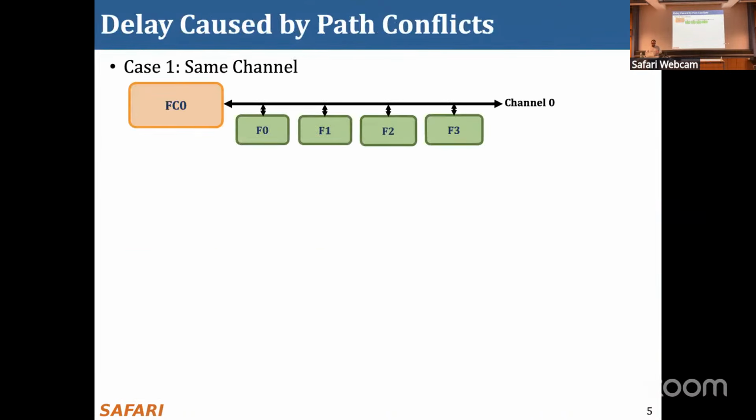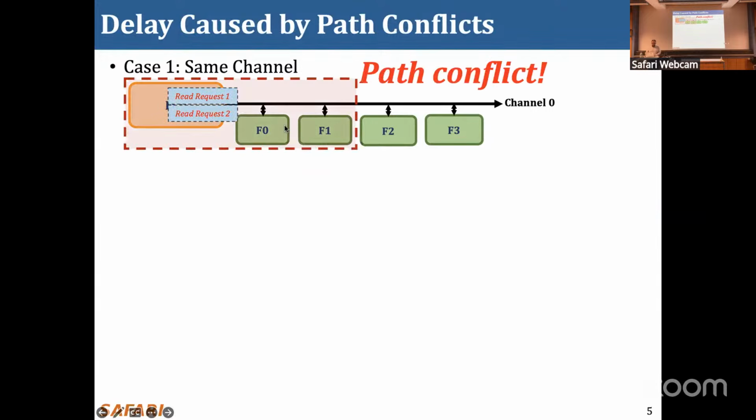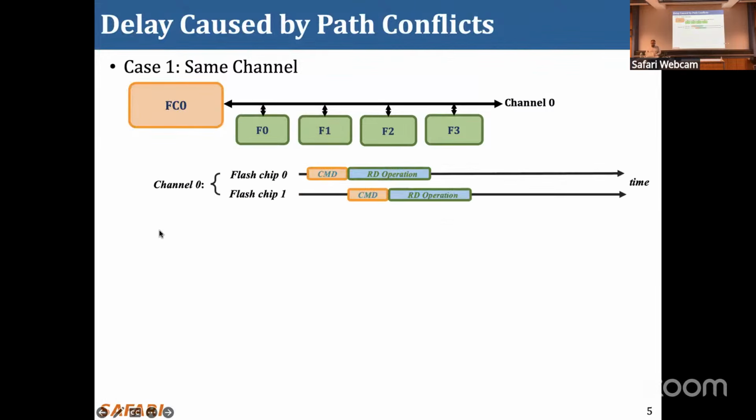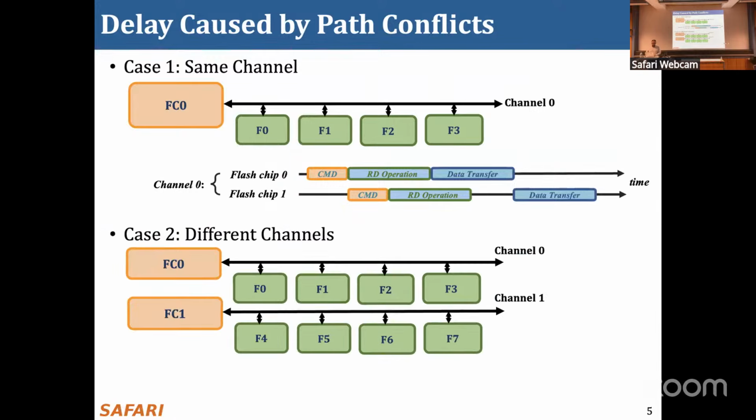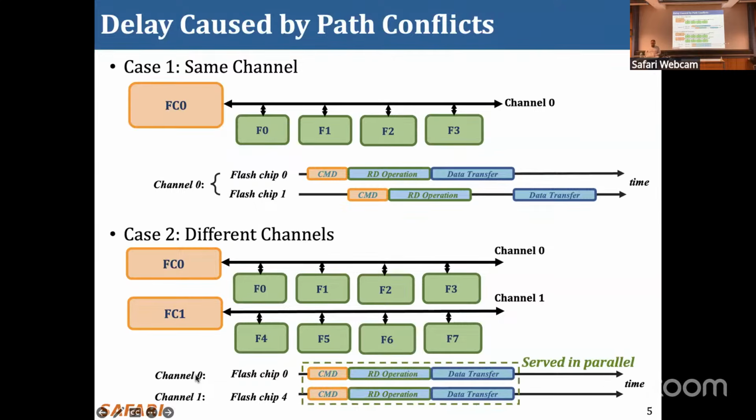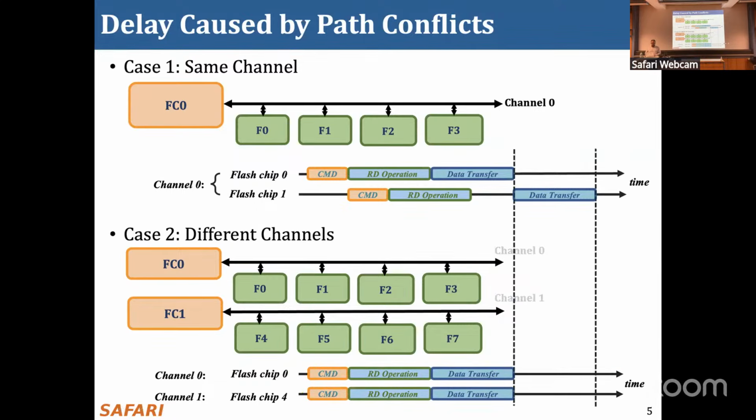So here we try to show it with this example: flash controller 0 wants to handle read request 1 and read request 2. They actually need to go to different flash chips, but now they need to wait for each other. However, we can map them to different channels. Read request 1 can be handled by flash controller 0 and read request 2 by flash controller 1. Ideally, if they can go to different channels, then we can handle them completely in parallel and we save cycles.